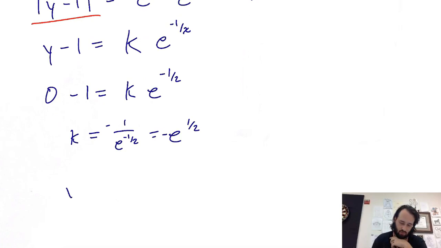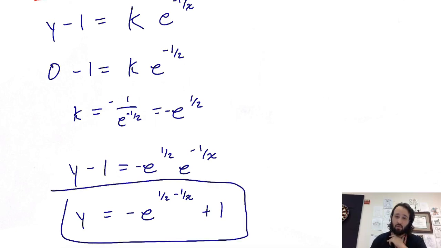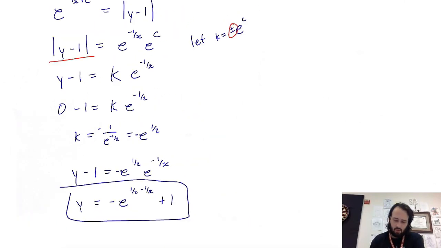So that means my function y minus 1 equals negative e to the 1/2 times e to the negative 1 over x. So the way I could rewrite this is y equals negative e to the 1/2 minus 1 over x plus 1. That is how I would write my particular solution. And again, you don't have to combine it like I did, you can leave all of this separate. They should still accept that.